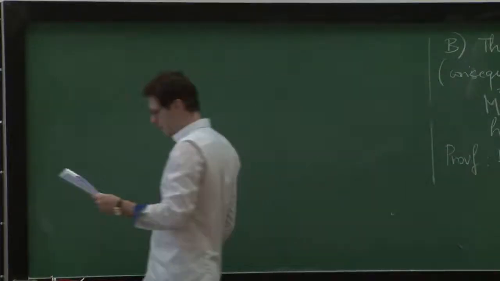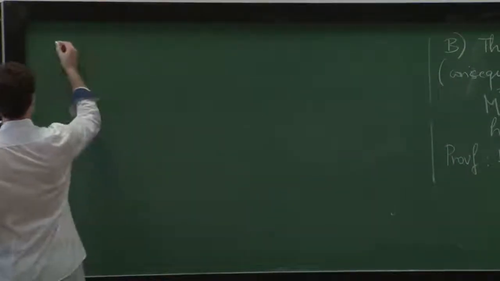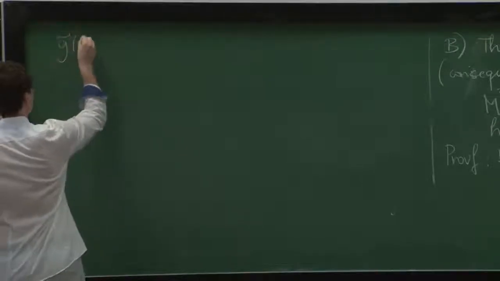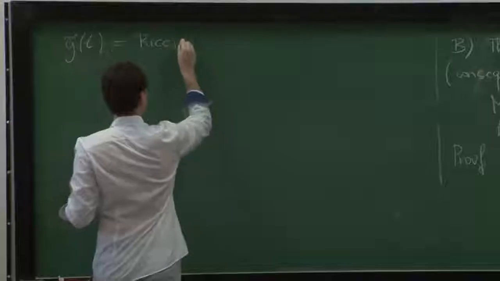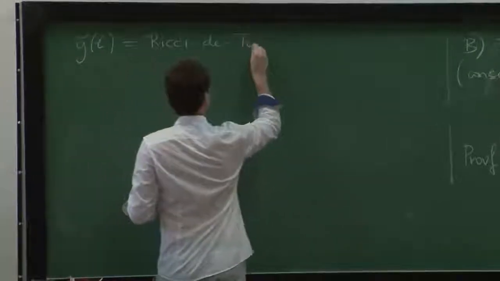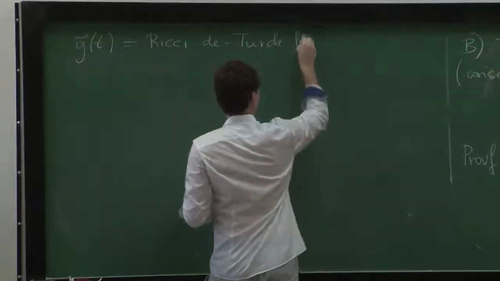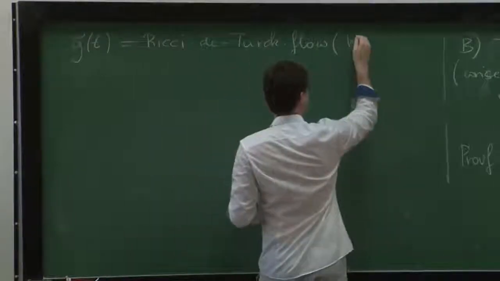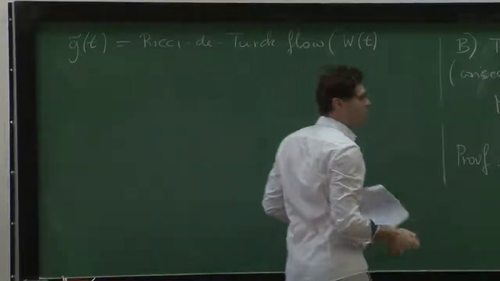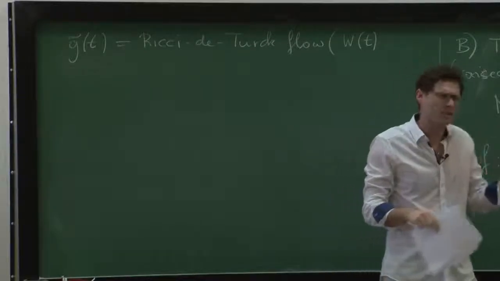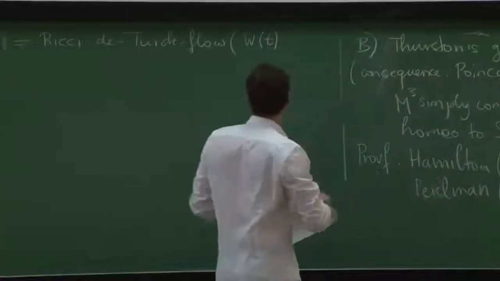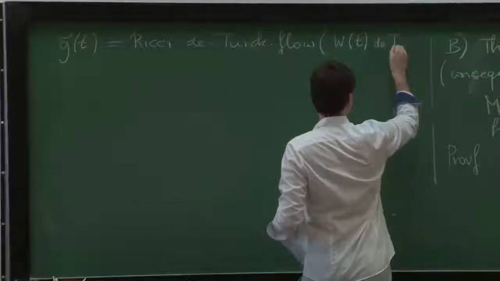So first of all, G tilde T is called Ricci-DeTurck flow, where the choice of my vector field is a very particular choice. I don't make it explicit, but you can write it explicitly in terms of the metric. It's the DeTurck vector field.